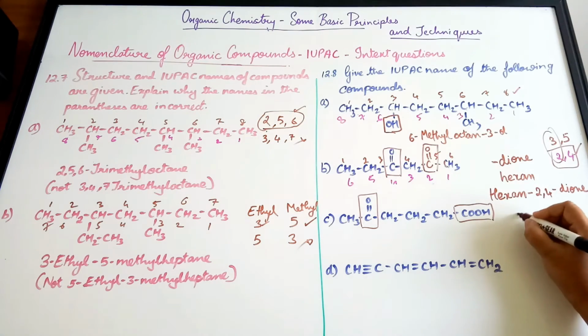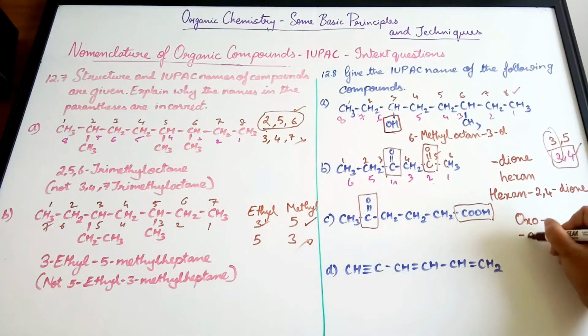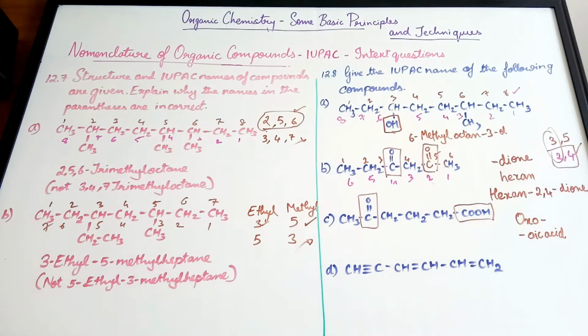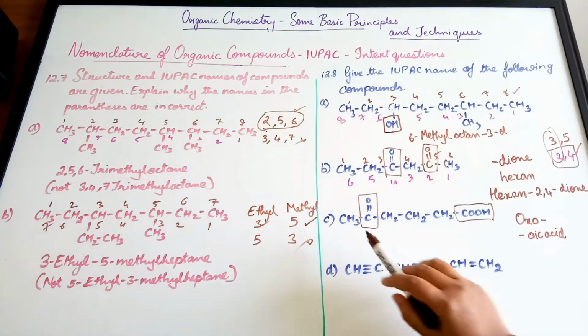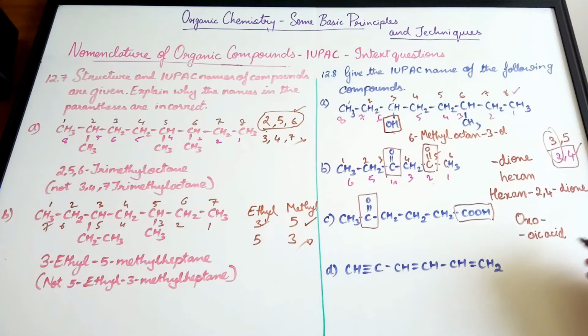So the prefix for ketone is oxo, and the acid is going to be oic acid. So this is the suffix, this is the prefix. Are there any other side chains? No. Now let's count the number of carbon atoms. 1, 2, 3, 4, 5, 6. So there are 6 carbon atoms, so hexane.